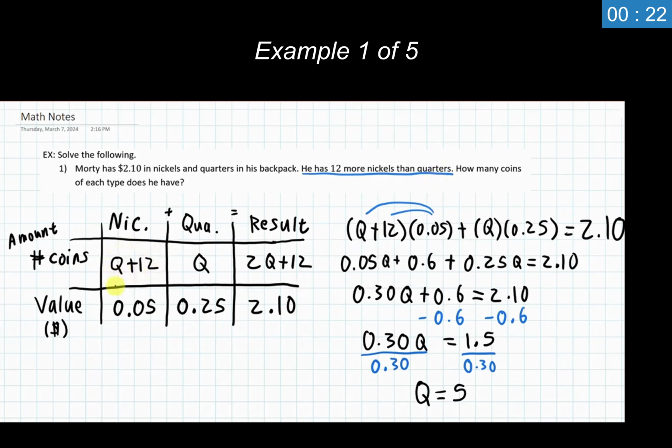So to find the number of nickels, we just take this 5 and add 12 to it. That gives us 17. So our final answer is that we have 5 quarters and 17 nickels.